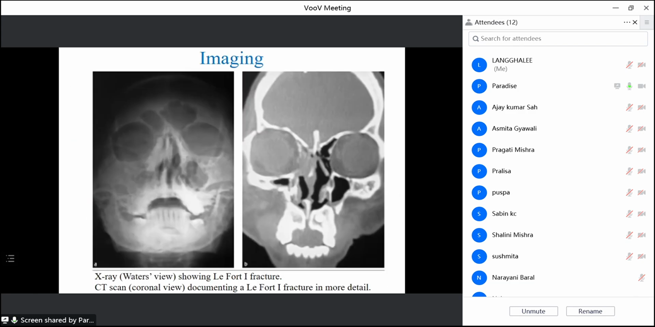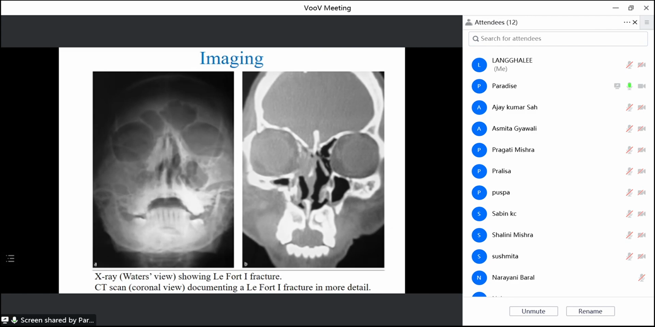Now this is the plain radiograph. An X-ray Waters view is shown in the first figure in a case of Le Fort fracture. The Waters view is preferred to view the maxillary sinuses or paranasal sinuses. It is also asked once: what is the indication for Waters view? Waters view is preferred to visualize the paranasal sinuses or maxillary sinus. Waters view is also known as OMV, occipitomental view. It is used to visualize the maxillary sinus area or paranasal sinuses.